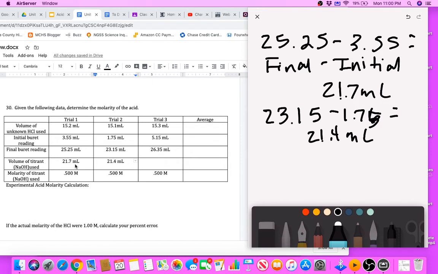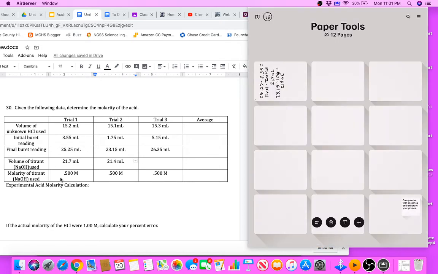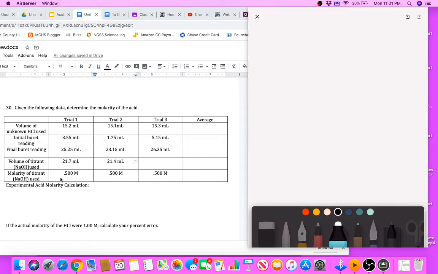Okay, so now that we know the volume of acid that we used, we know the volume of base that we used, and we know the molarity of the base, we can determine the molarity of our acid. Again, we're using molarity and volume here, so we're going to do M1V1 equals M2V2. And that will work because this HCl has one equivalent and this NaOH also has one equivalent, one H and one OH. Because they both have one equivalent, we can use molarity.